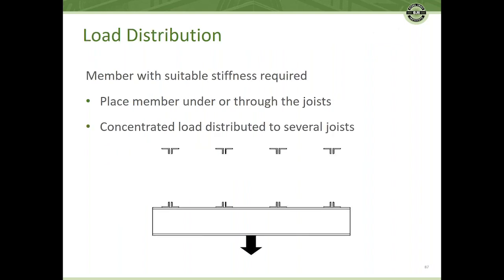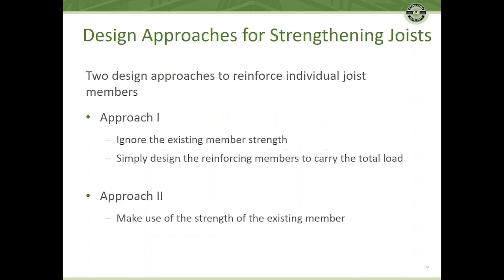In the Technical Digest, there is a nice example. We won't go through a lot of detail on this, but essentially what we're trying to do is redistribute the load so that the loads may not be on 1 or 2 joists, but redistribute them so that they're on 4 or more joists to reduce the individual concentrated load.